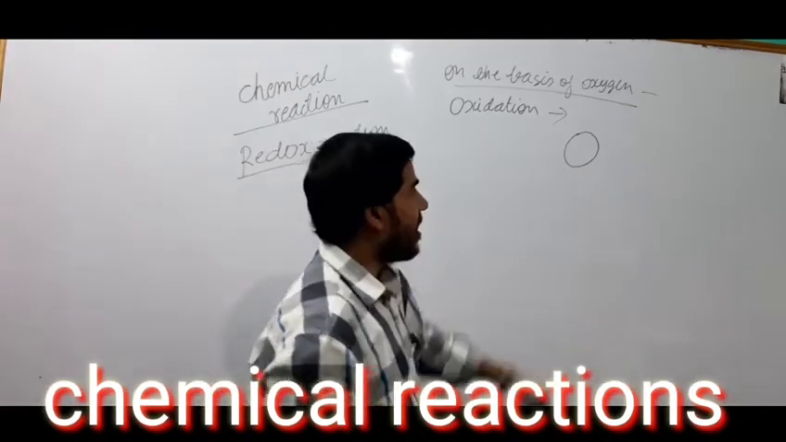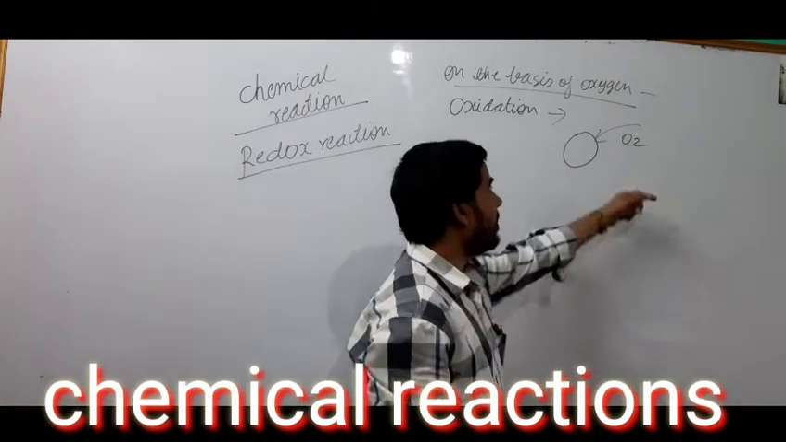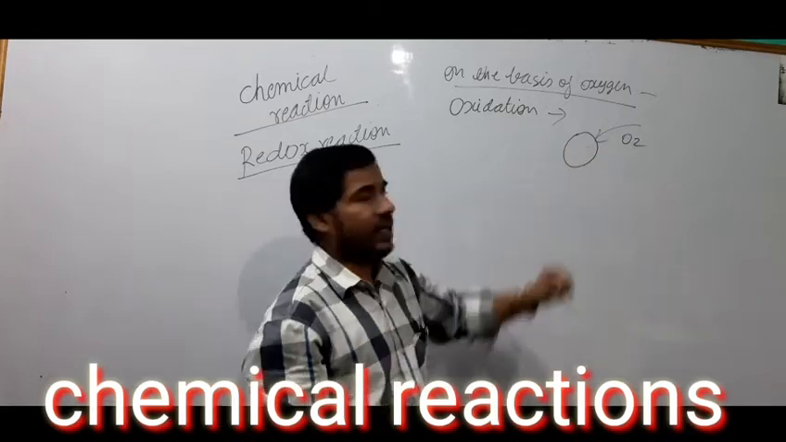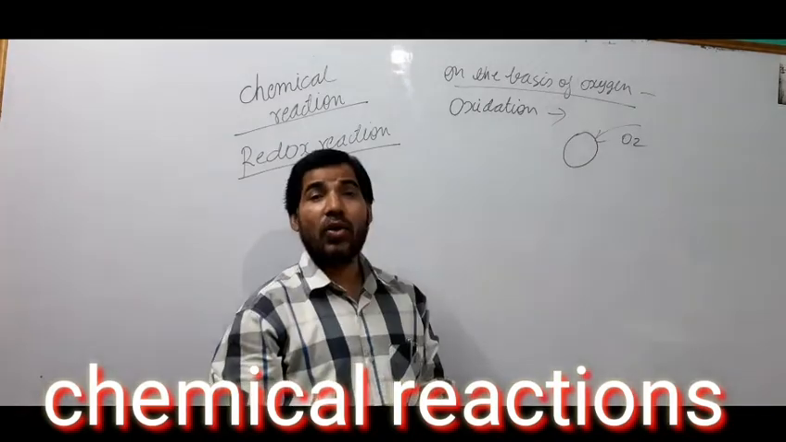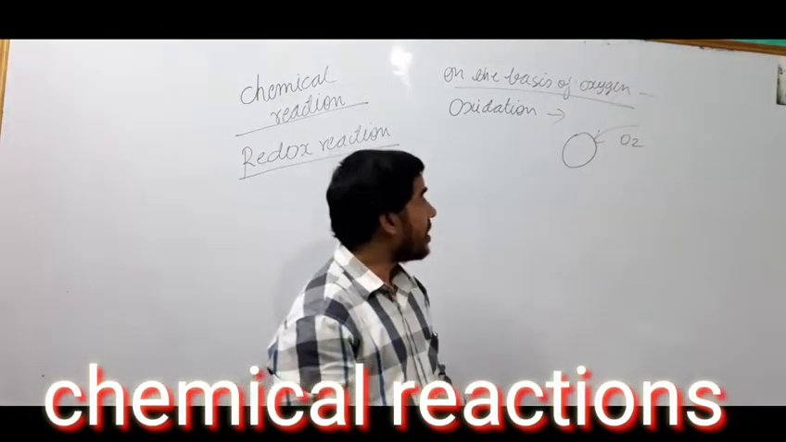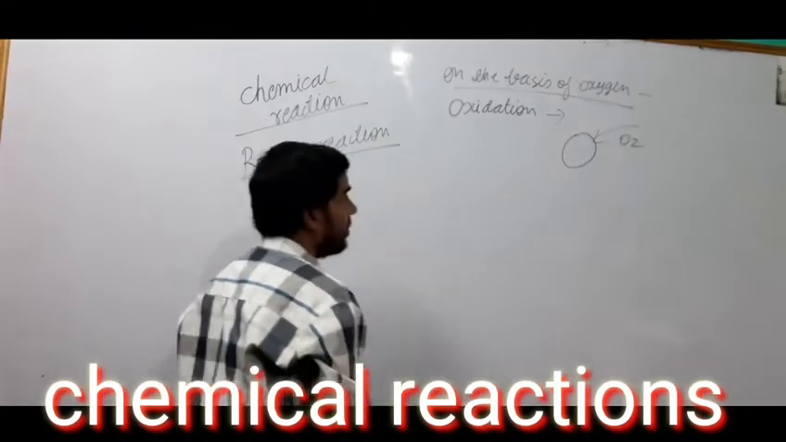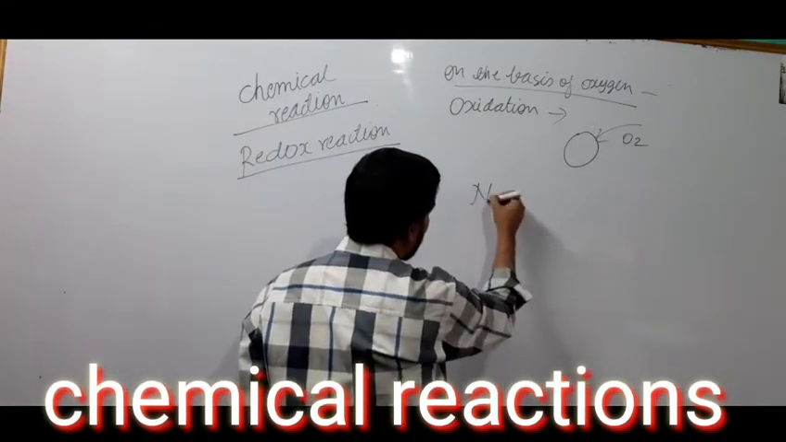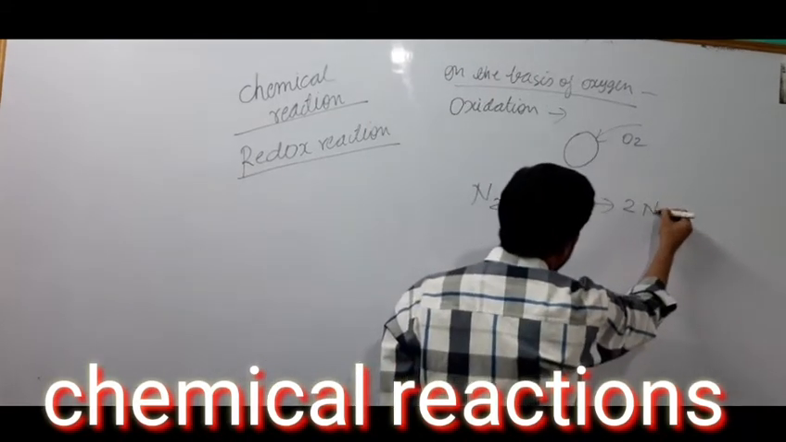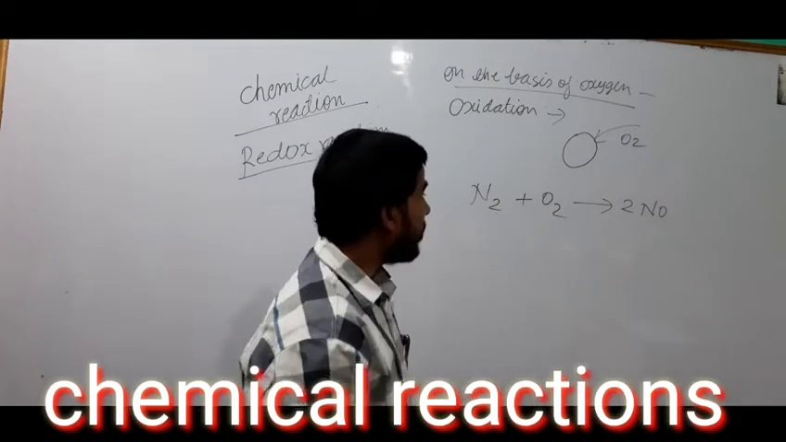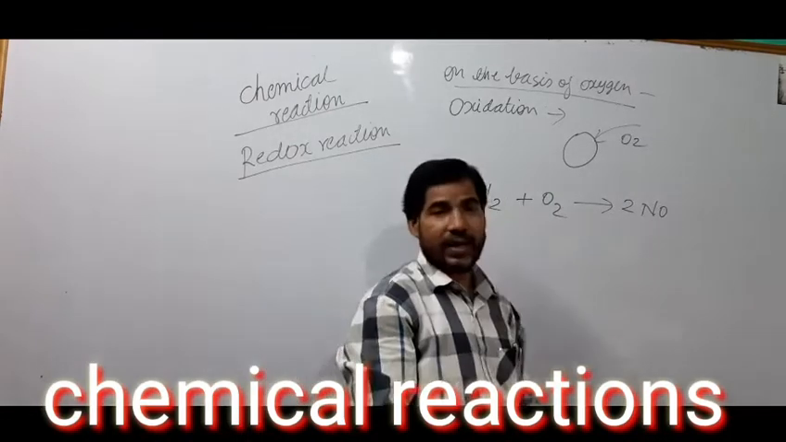Suppose that it is a substance, and in this way that you are seeing, oxygen is adding here. So since addition of oxygen takes place here, it will be called oxidation reaction. To understand this, I am going to take an example. Suppose that you have this equation, N2 plus O2 gives 2NO. It means when nitrogen reacts with oxygen, it gives nitric oxide.